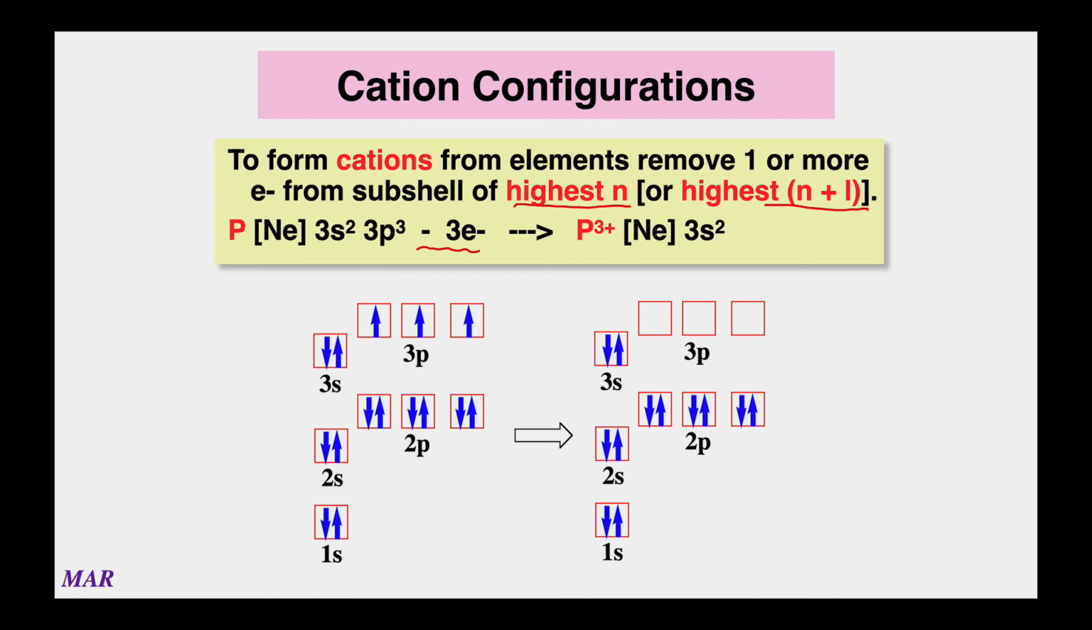So again, on the left-hand side is neutral phosphorus, and the question is, where do you take away those 3 electrons from? It's definitely going to be highest n, so 3s or 3p, but which one? If you have a tie, then you take it away from highest n plus l. So highest n plus l would be the 3p's. You can see that that's empty on the right-hand side. You end up with 1s2, 2s2, 2p6, 3s2.